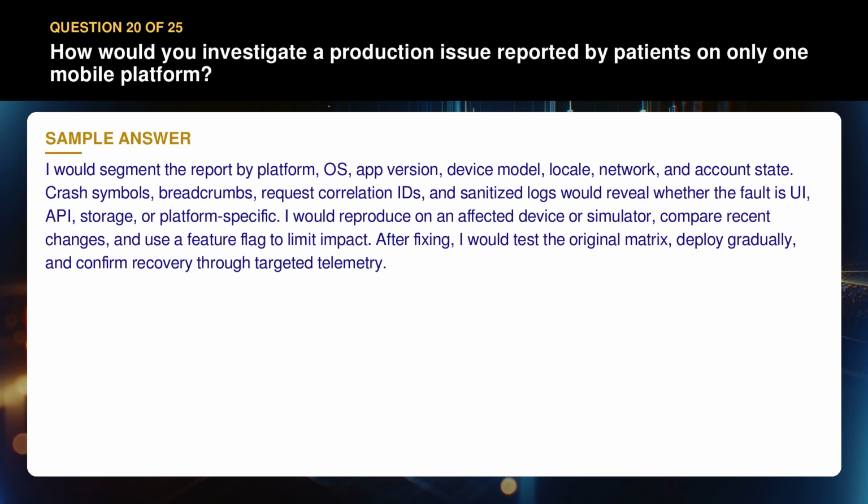I would segment the report by platform, OS, app version, device model, locale, network, and account state. Crash symbols, breadcrumbs, request correlation IDs, and sanitized logs would reveal whether the fault is UI, API, storage, or platform specific. I would reproduce on an affected device or simulator, compare recent changes, and use a feature flag to limit impact. After fixing, I would test the original matrix, deploy gradually, and confirm recovery through targeted telemetry.